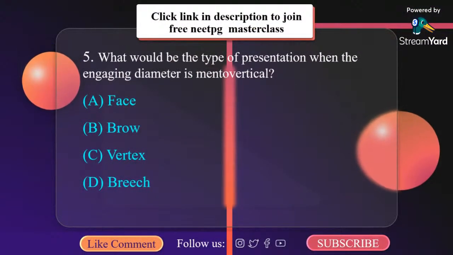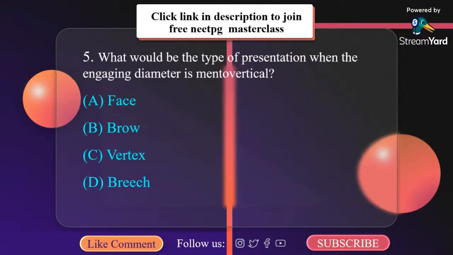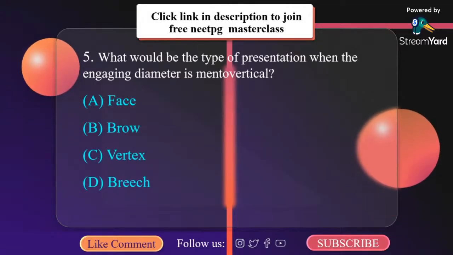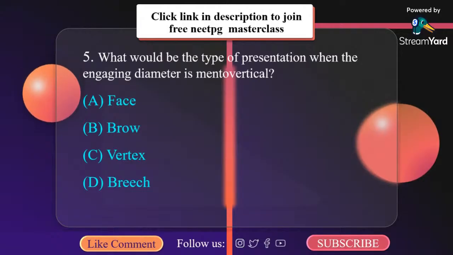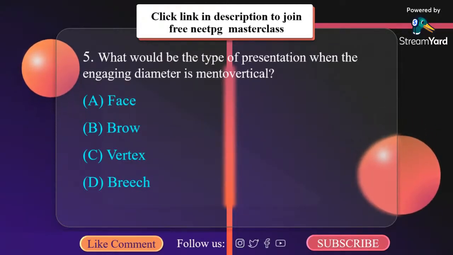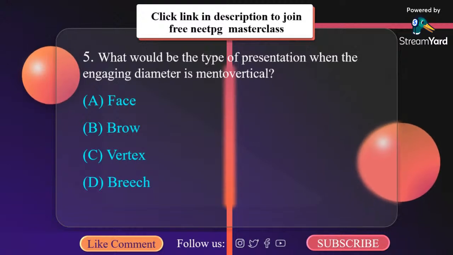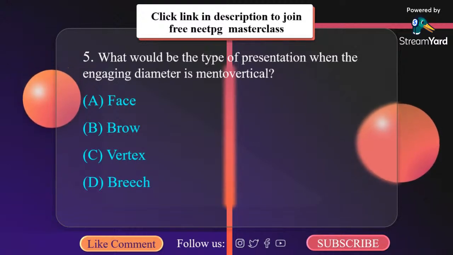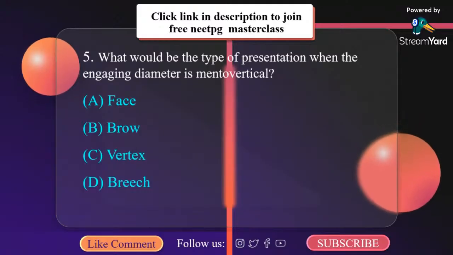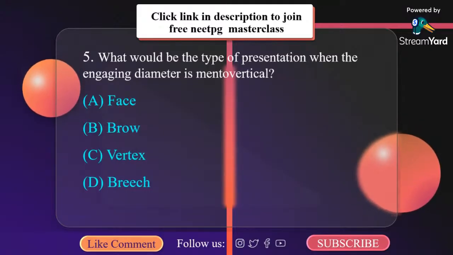What will be the type of presentation when engaging diameter is mentovertical? It is brow presentation. The engaging diameter is mentovertical, that is 14 centimeter. Brow is the rarest variety of cephalic presentation, where the presenting part is the brow and the attitude of head is short of that degree of extension necessary to produce face presentation.